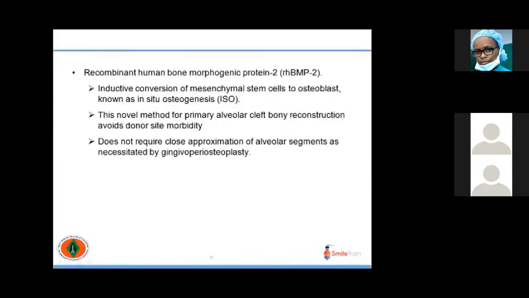Recombinant human bone morphogenic protein is another area that researchers are looking into now, to see whether the morbidity associated with taking bone from other parts of the body will be reduced. It is already in use. It causes inductive conversion of mesenchymal stem cells to osteoblasts, known as in situ osteogenesis. This novel method for primary alveolar bone reconstruction avoids donor site morbidity and does not require close approximation of the alveolar segments as is needed in gingival periosteoplasty.